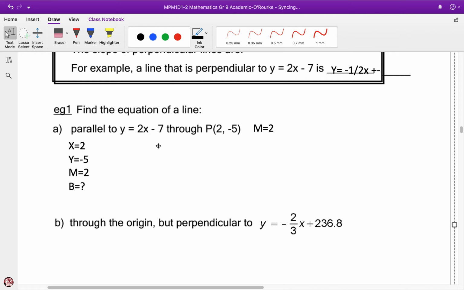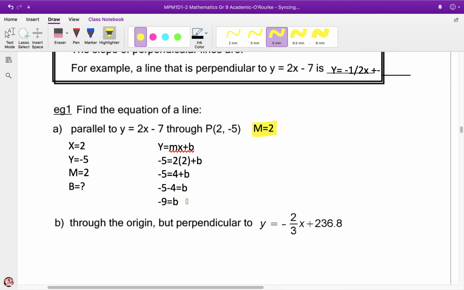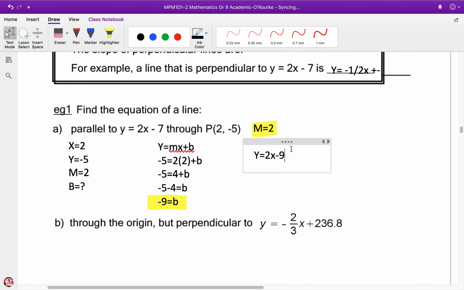So let's go through. So we go y equals mx plus b. We're plugging all our numbers. So negative 5 equals 2 times 2 plus b. Negative 5 equals 4 plus b. Now we have to move that over. So negative 5 is over there. 4 plus comes over, becomes a negative. So equals b. So negative 9 equals b. And we have our slope, we have our y-intercept, so we can write out our equation now, y equals 2x minus 9.